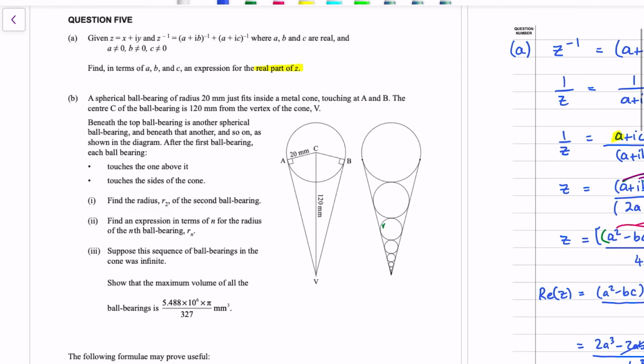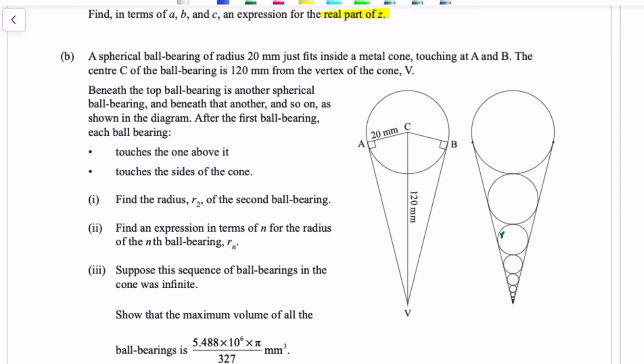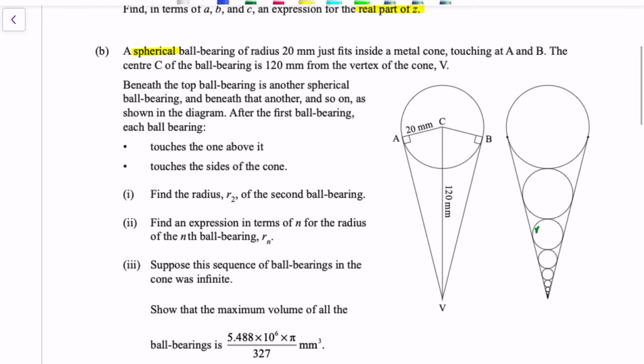Okay, the second question is spherical ball bearings. So we've got a 2D representation of this. We're told that they're spherical. The first thing is the spherical thing, the volume of it is 4/3 pi r cubed. And these ball bearings are all different sizes.